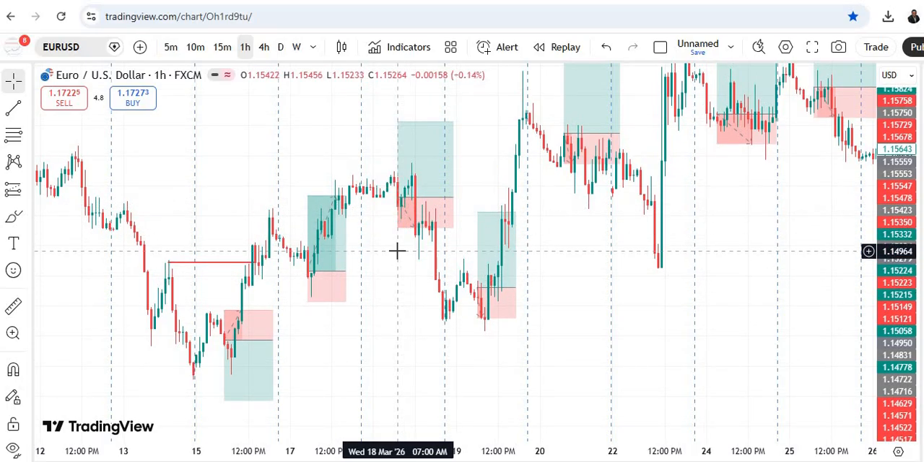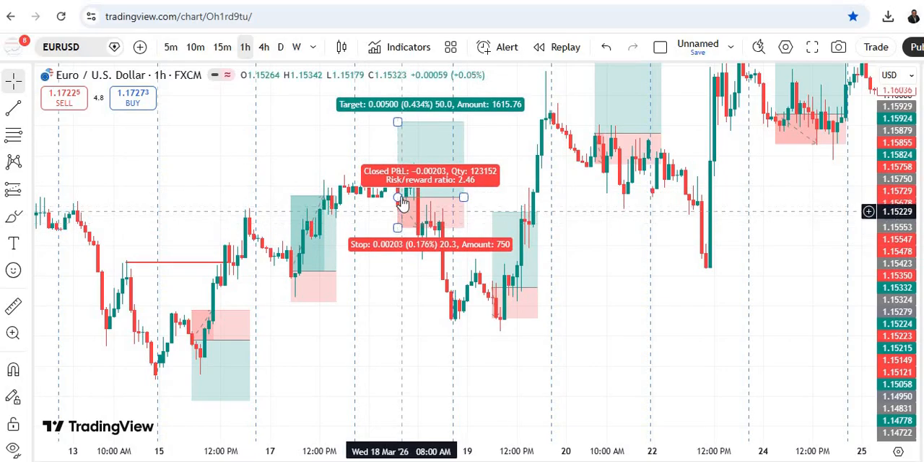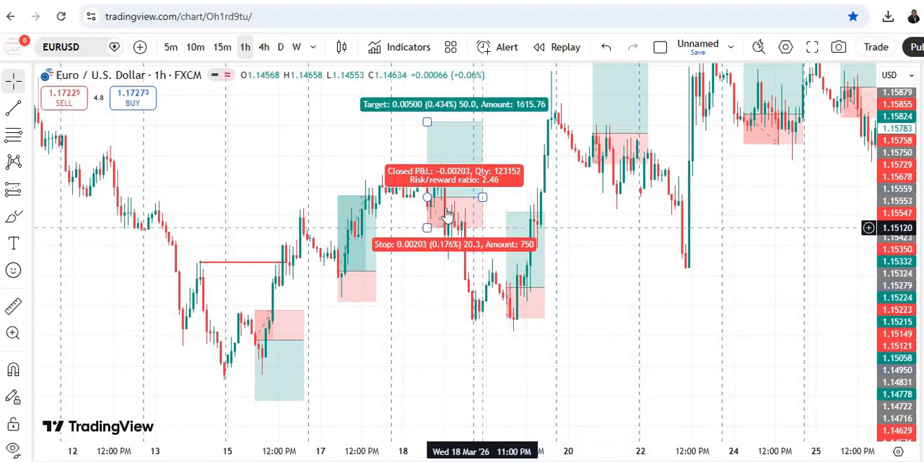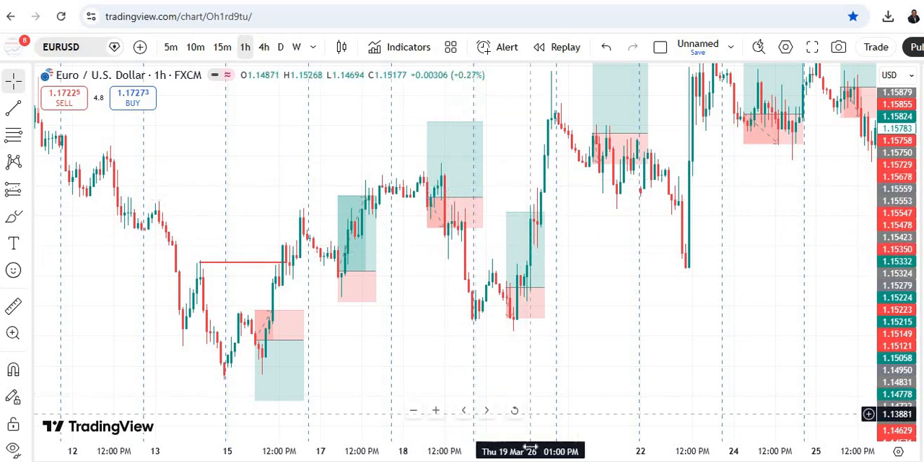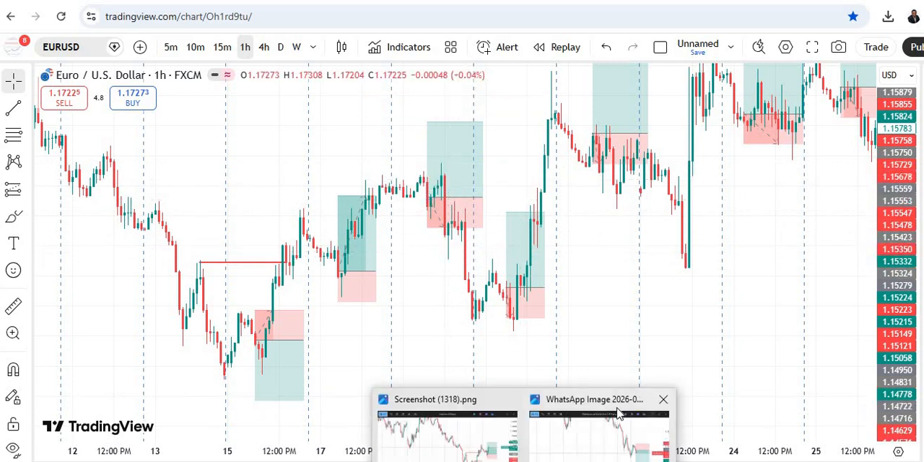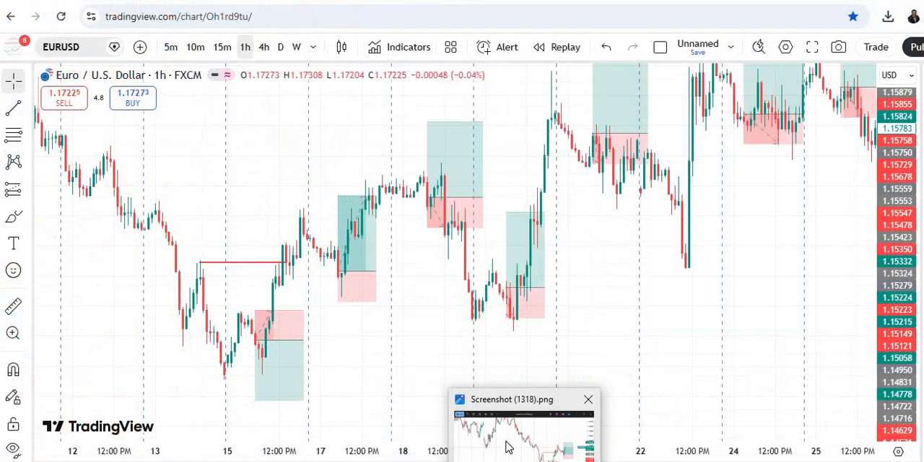Immediately I saw this hammer, or a bullish engulfing also. No, this is not a bullish engulfing. Immediately I saw this pin bar or hammer. I entered a buy here. And you can see that price gave us some pips and came back to deal with me. I was taken out. So I will show you the before and the after of the trade.